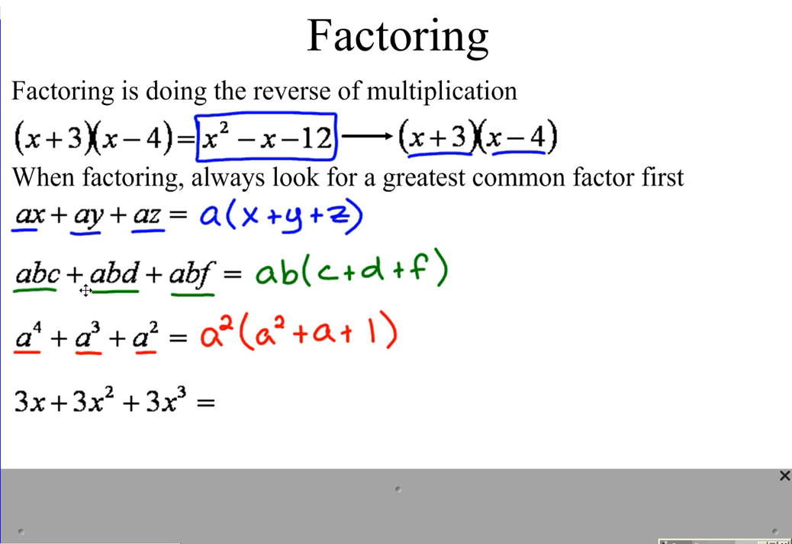Fourth one, what can we take out of here? Well, we can take both a 3 and an x out. Take a 3 and an x out of that first term. We need a 1 to hold that place value position, or term position, I should say. Take a 3x out of the second one, left with x. Take a 3x out of the third one, we're left with x squared. We cannot go any farther in factoring.